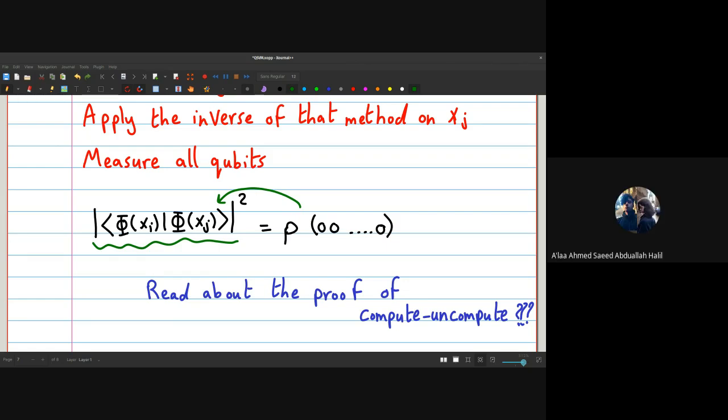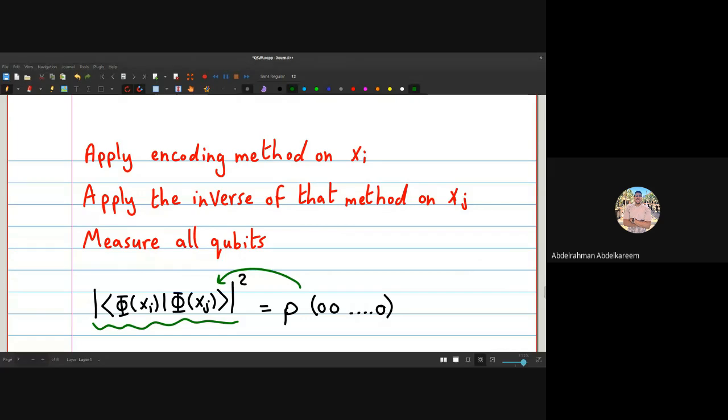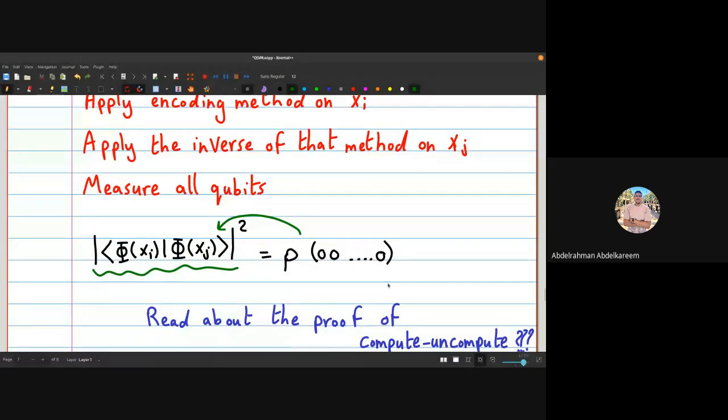Actually, for the compute-uncompute method, we need the probability of all zeros. So there are some papers and work about using the Grover algorithm or any amplitude amplification to amplify the state of all zeros, so we won't need as many shots. So this is one way to use the Grover algorithm in our case.